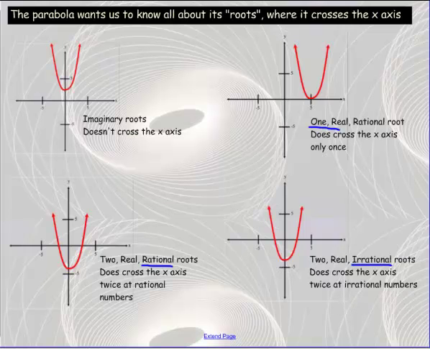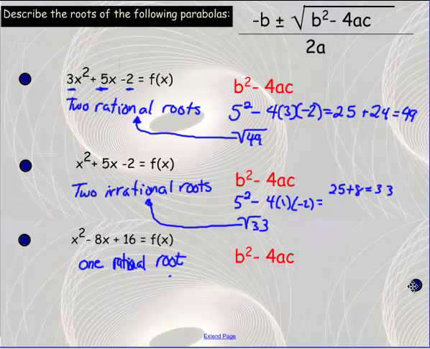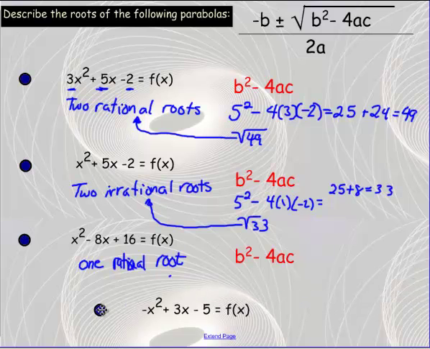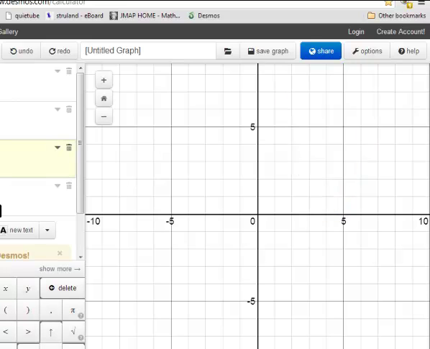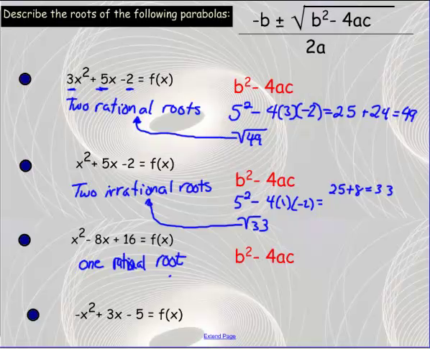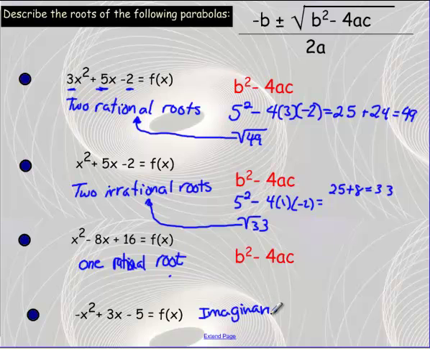All right, so let's turn that page. Let's bring out the last graph. And let's look at it on our graphing calculator. And there it is. Even though it's upside down, it's still a parabola. And as we can see, it doesn't cross the x-axis at all. So that's why this one has no real roots. They're imaginary. So I would describe the roots as imaginary. They don't exist.